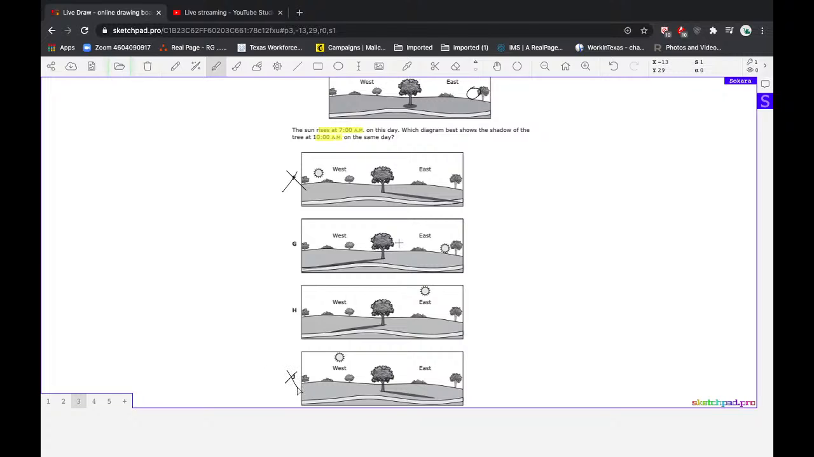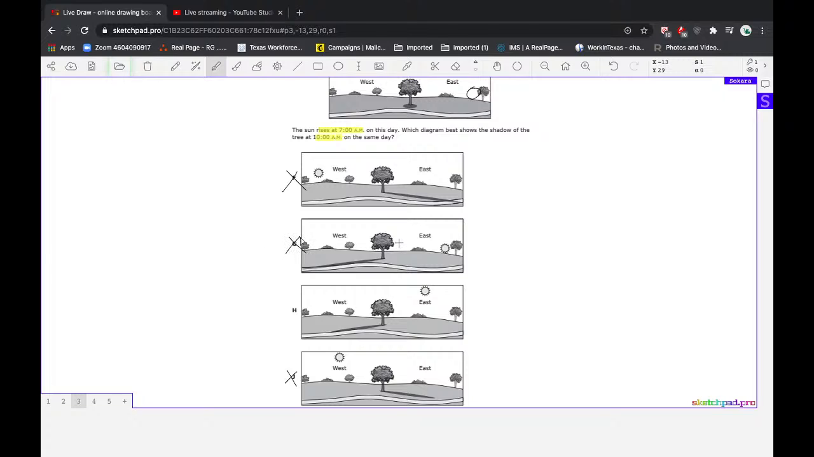Alright, now let's check the east side. Option choice G. It's showing the sun right over here, but remember, the sun rises at 7 a.m. and when it rises, it's just going to be at the tip of this land right here. So that's saying that the sun has just risen, and that's not going to be at 10 a.m.